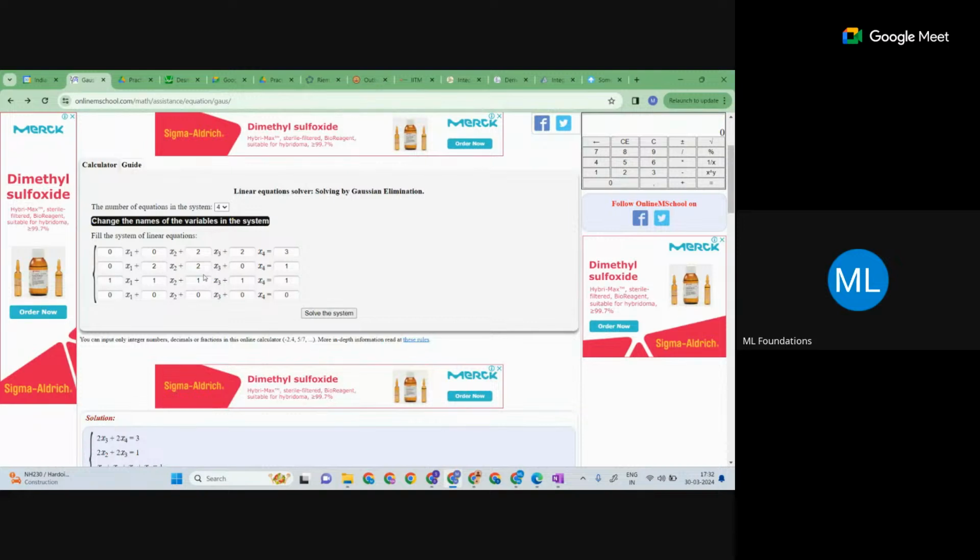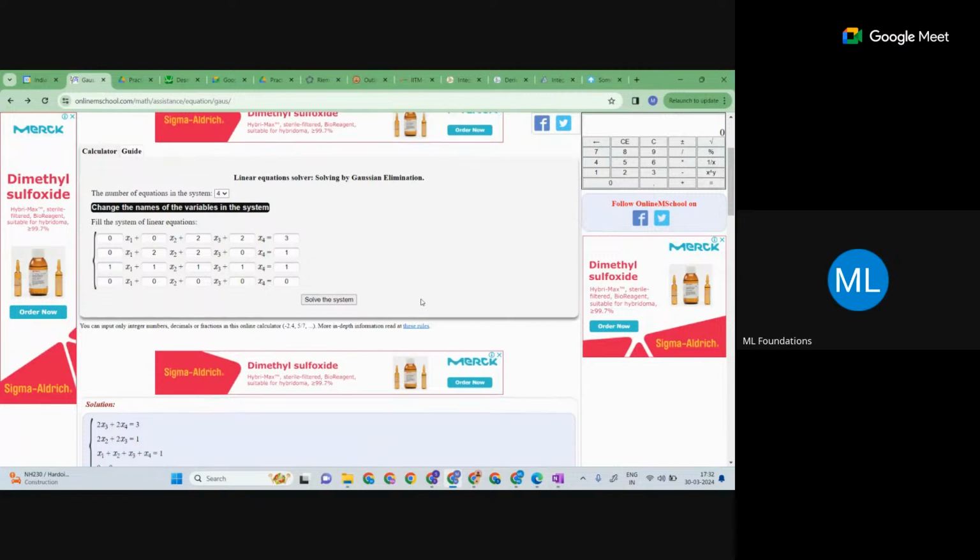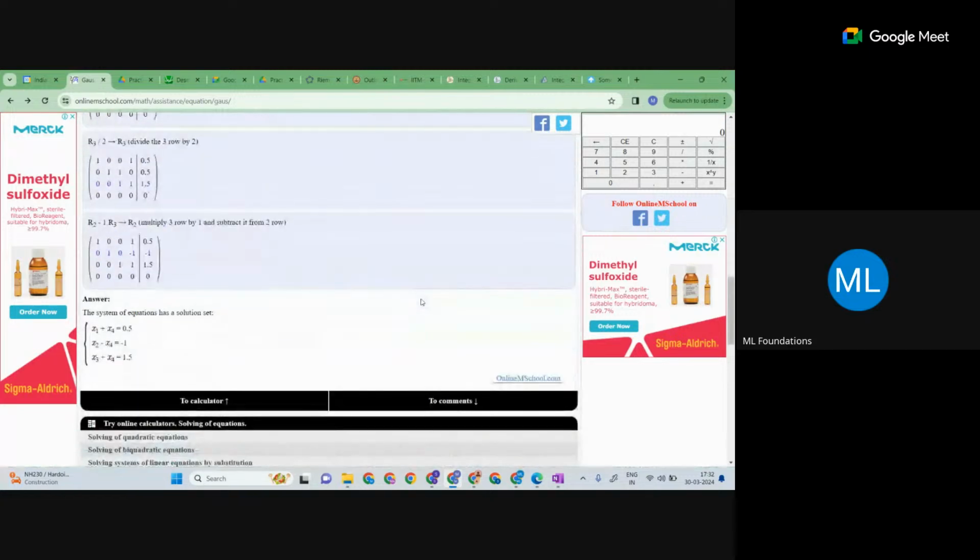That's fine. Sir, that 1 is not known, right? Lambda 1, lambda 2, the third equation. How do we assume lambda 1, lambda 2 is 1, 1, 1, 1?